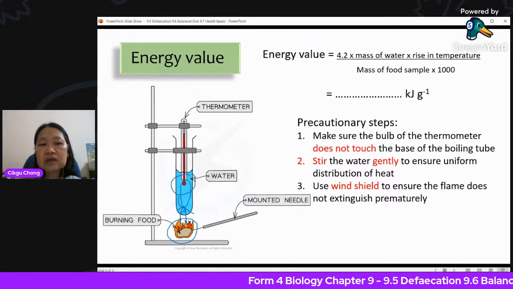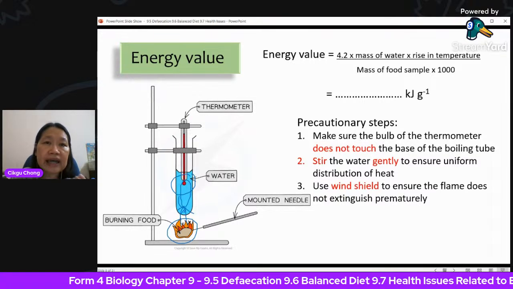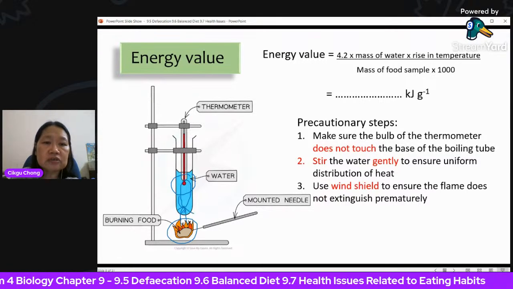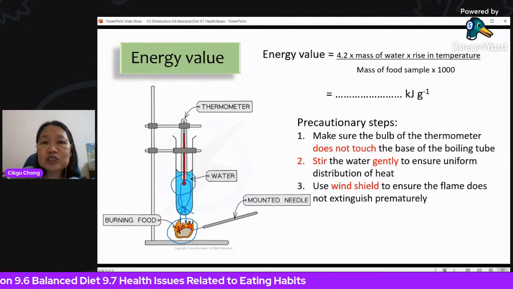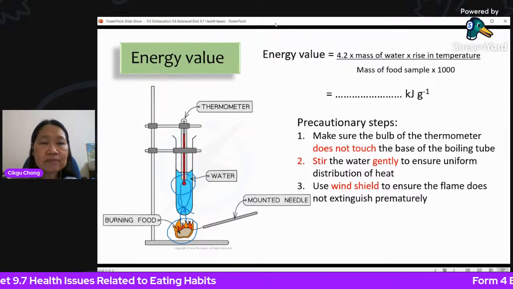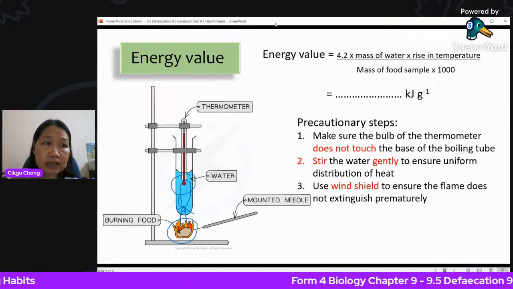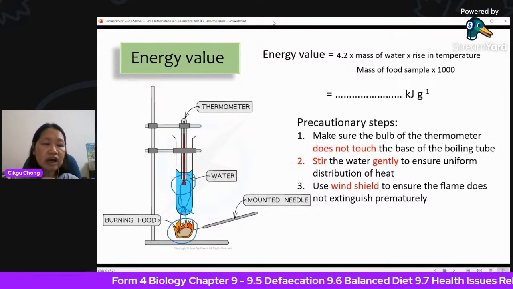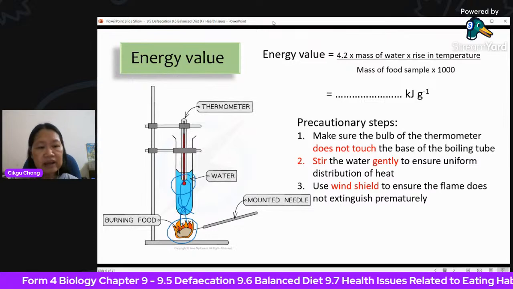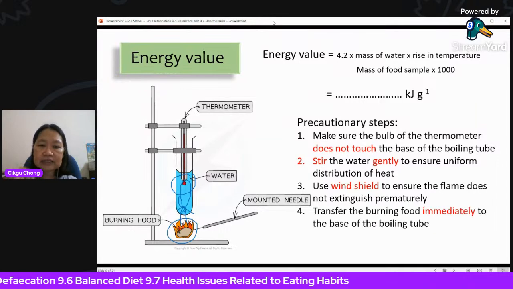You want to make sure the food is oxidized or combusted or burned entirely, completely. So that's why you do not want the wind to extinguish your fire. Try to keep the flame burning as long as possible. So that is the principle there. Try not to have wind blowing, because when the fire goes off, there is still energy stored inside which is not released. You don't want that. Okay, next.